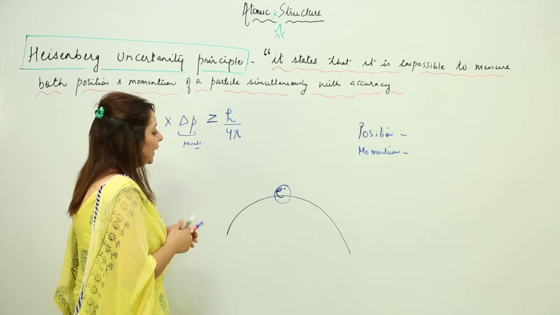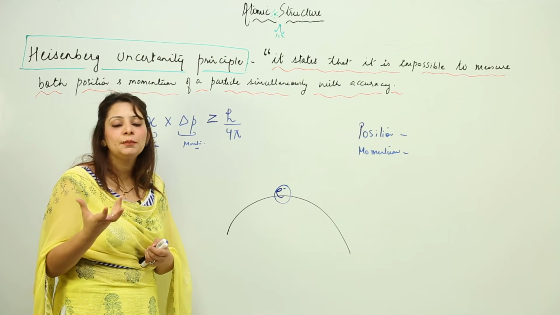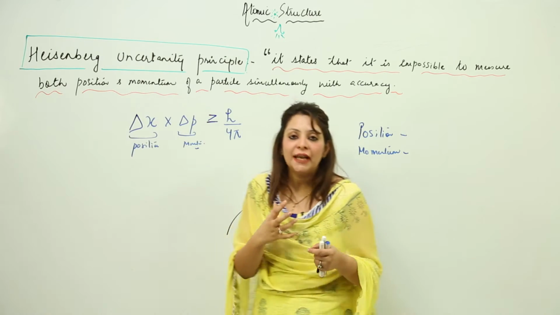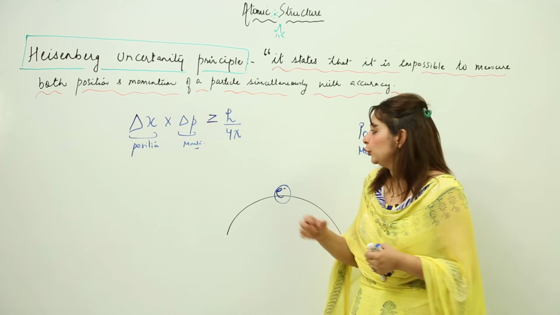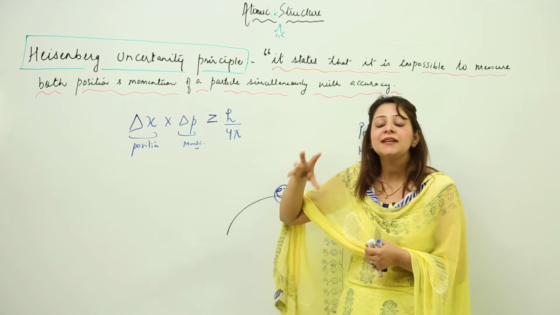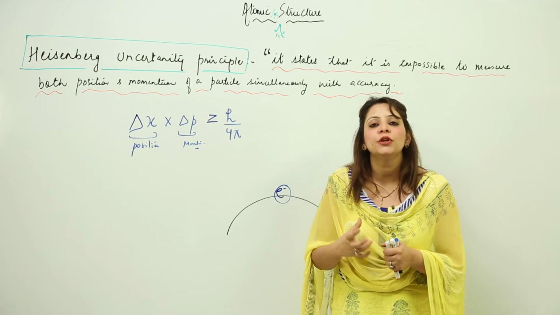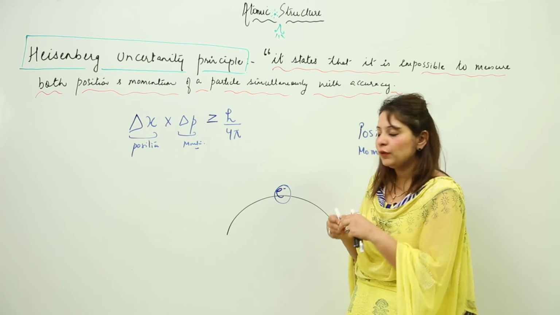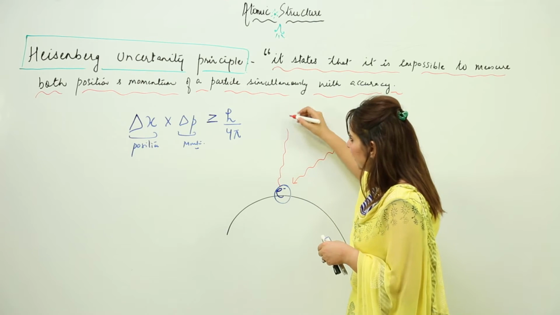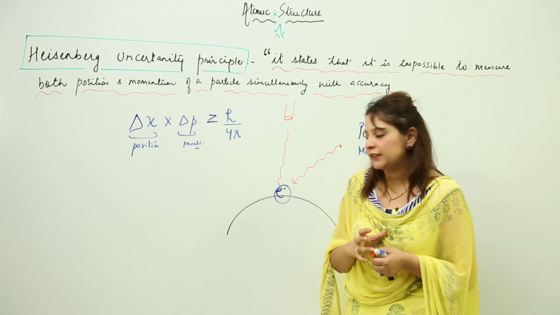Now, if we want to know the position of any particle, we need to strike a photon over it, or we need to use light. So when we use light, the photon will strike this electron and get reflected back, and that reflected light is seen by the microscope, and taking into consideration all parameters, we get to know the position. So this is the incident light, this is the reflected light, and this is my microscope with which I am going to examine the reflected light.